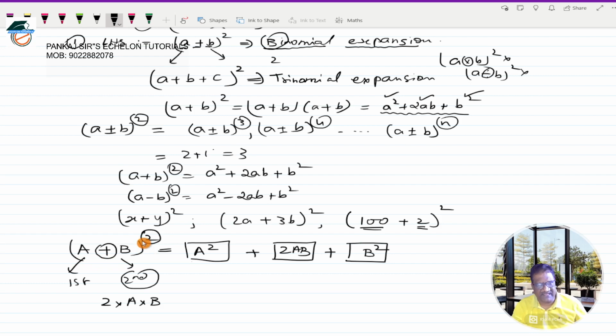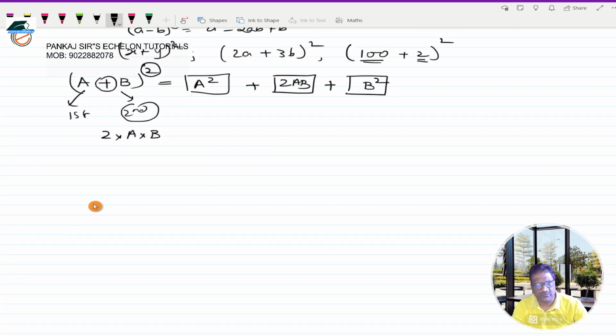Fine. If it is (a minus b) the whole square, not an issue. Again because the power is 2, you will have 3 boxes, 1, 2, 3. Because there is a minus, you'll have to put a minus after the first box, and then you'll have to put a plus. If it is a plus b, you put plus between all the boxes. If it is a minus b, immediately after the first box you are going to put a minus, and then you are going to put a plus. Then the same thing, the square of the first term in the first box, that is a square.